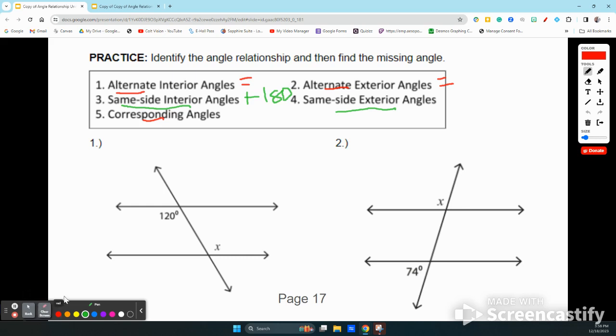So in this first problem, we're trying to identify which of these different relationships we have. Since both angles are in the interior, but on alternating sides of the transversal, this is an example of alternate interior. So I'm going to write alt int.